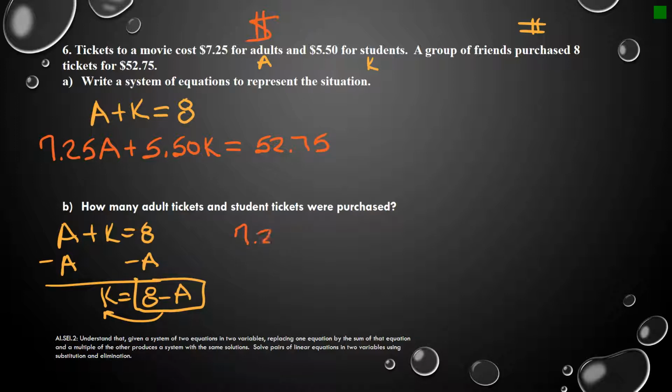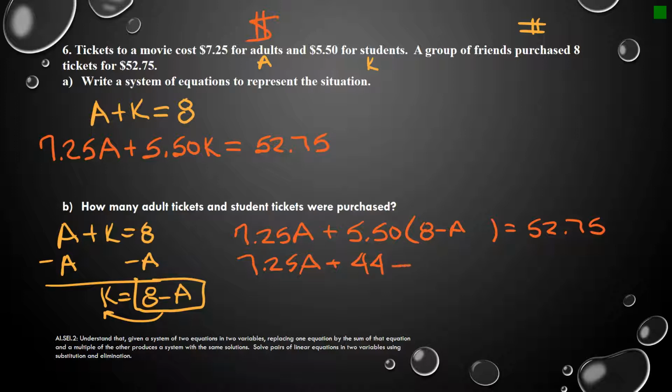So I have 7.25A plus 5.50. What am I putting in place of K? I'm putting 8 minus A. So I have 7.25A plus, oh, see, I needed that calculator, 5.5 times 8. If I was a true math teacher, I could do that in my head, couldn't I? 44 minus 5.5A equals 52.75. I just did the distributive property.